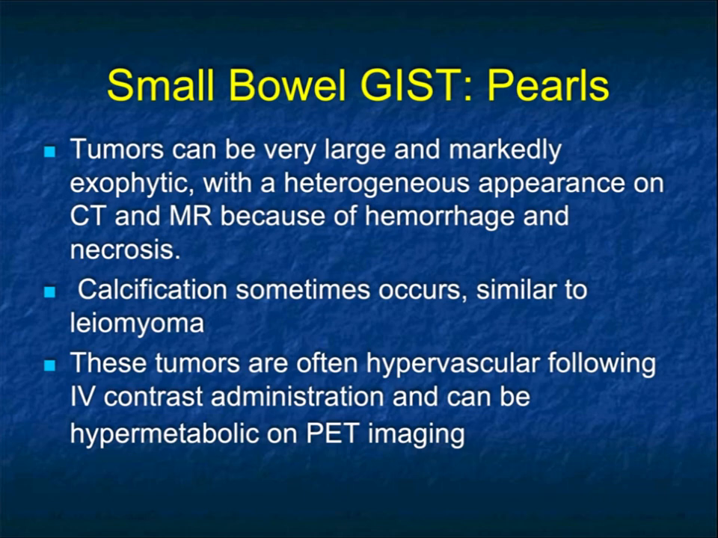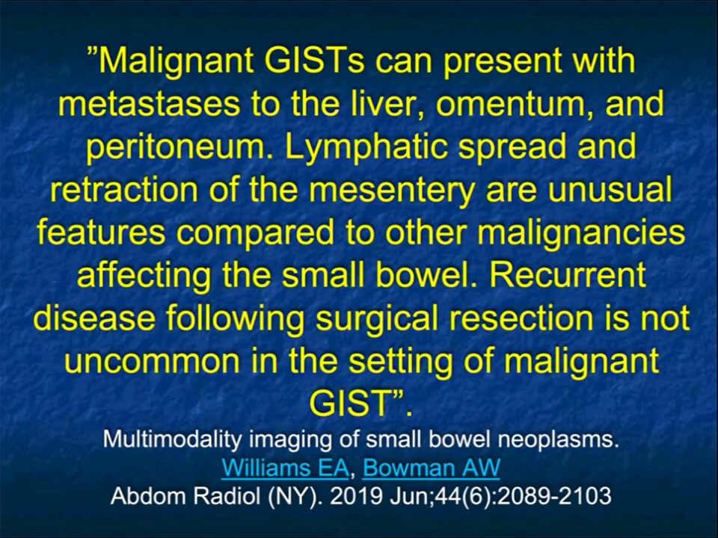So some pearls. In terms of small bowel GIST tumors, the tumors can be very large and markedly exophytic, with a heterogeneous appearance on CT and MR because of hemorrhage and necrosis. Calcification can occur, similar to a leiomyoma, and these tumors are often hypervascular and can be hypermetabolic on PET imaging. In this article by Williams, malignant GIST tumors can present with mets to the liver, omentum, and peritoneum. GIST tumors are one of the things that, when they go to the liver, give cystic liver metastasis.